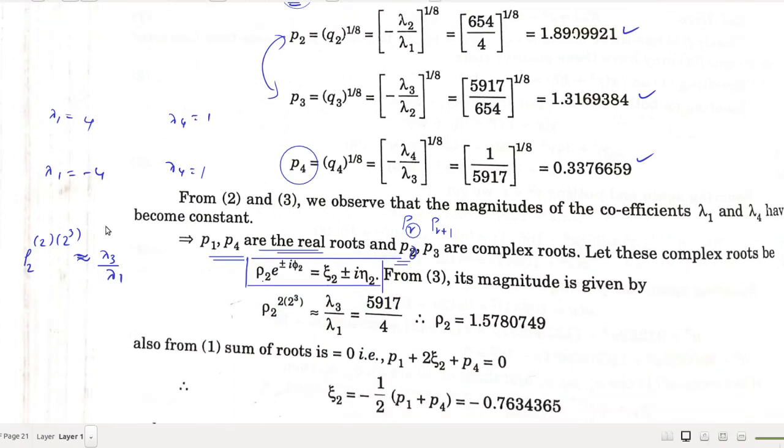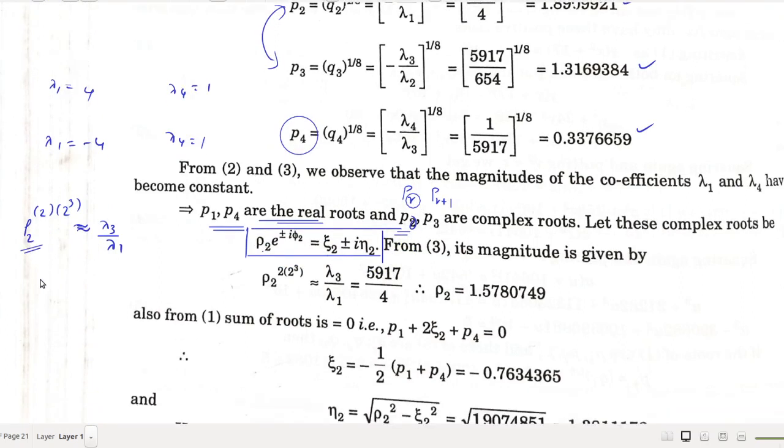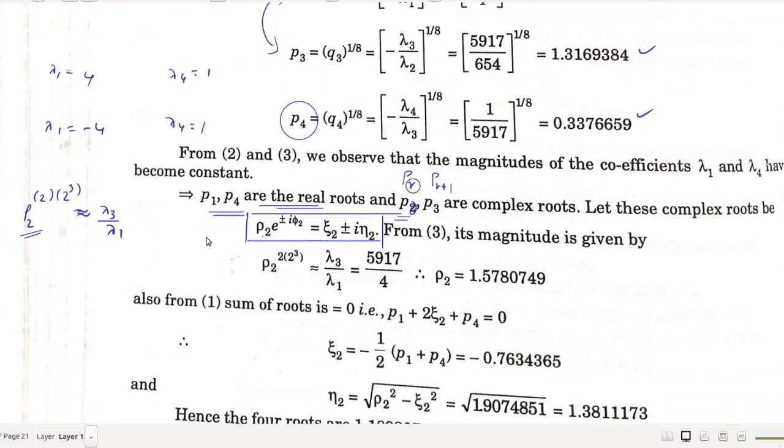So using this, since this PR is P2, then rho 2, that is the magnitude of the complex roots, can be obtained by this formula. That means rho 2 raised to 2 into 2 raised to 3. In general we can write rho R raised to 2 into 2 raised to m. This m is the number of times we have squared the equation. Here we have squared the equation 3 times, so we can replace this m by 3.